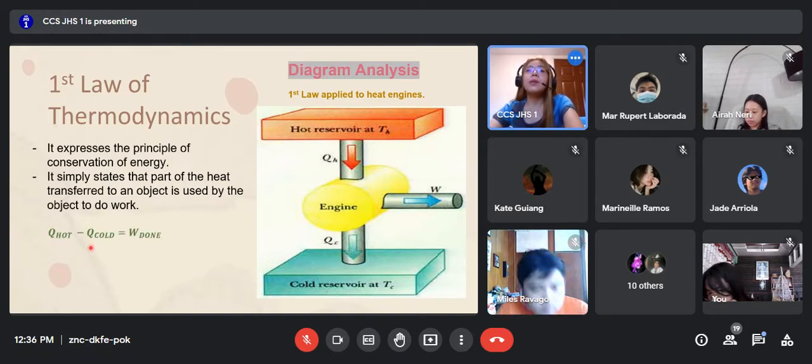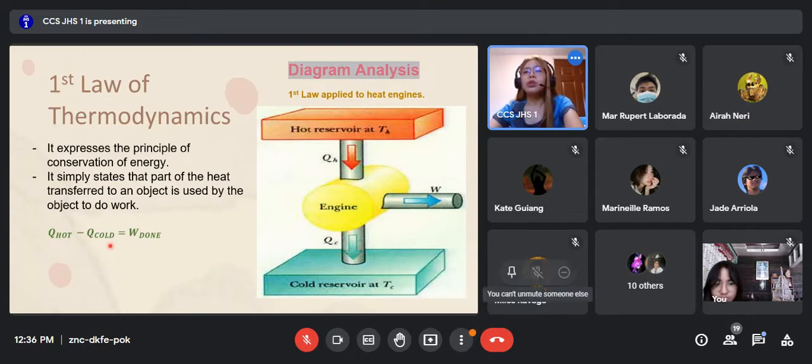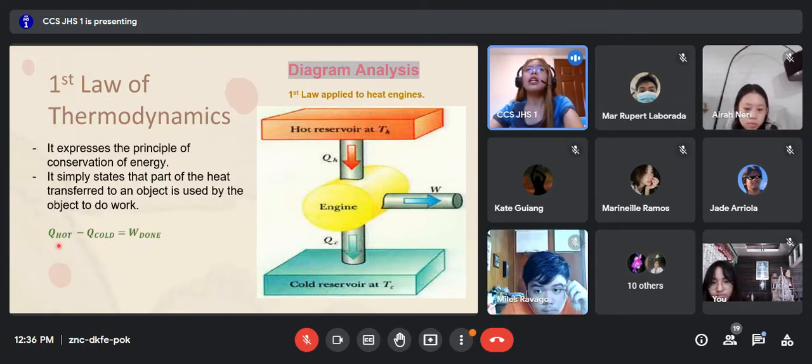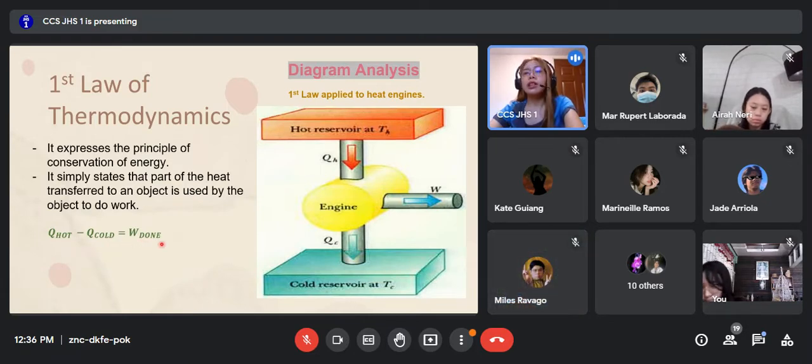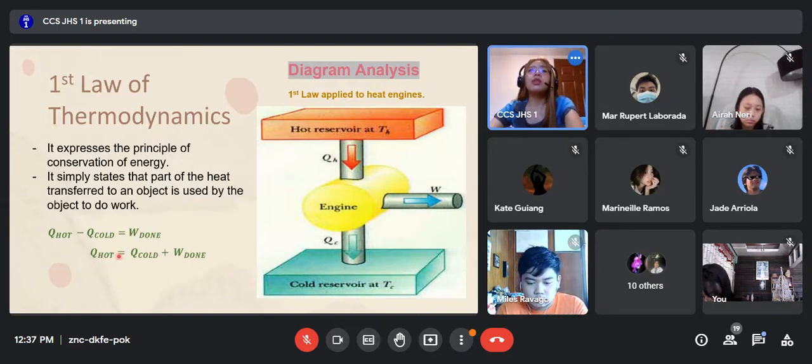This will be the mathematical expression if you are going to solve using the heat input and heat output. Heat input minus heat output is equal to work done. We can rearrange that if you are going to solve for the heat input. So heat input is equal to heat output plus work done.